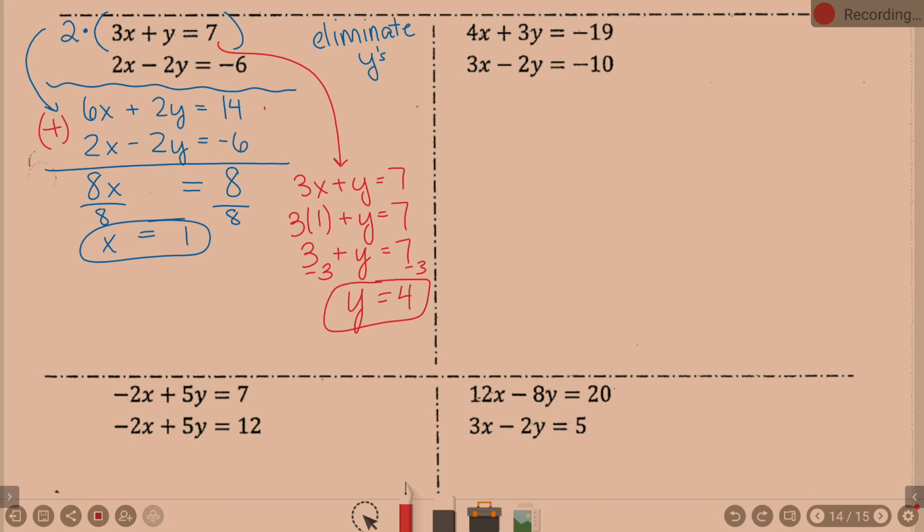How do I write my answer? x comma y, so 1 comma 4.